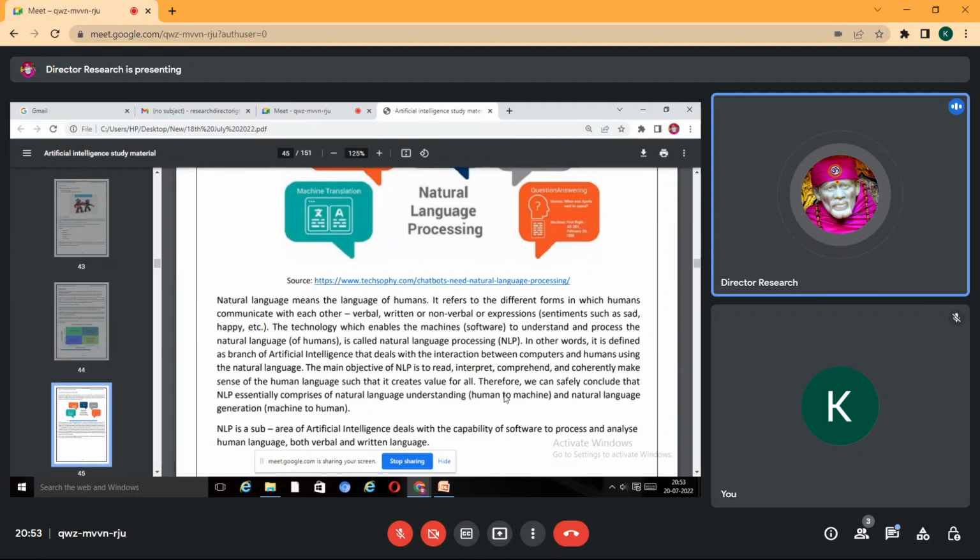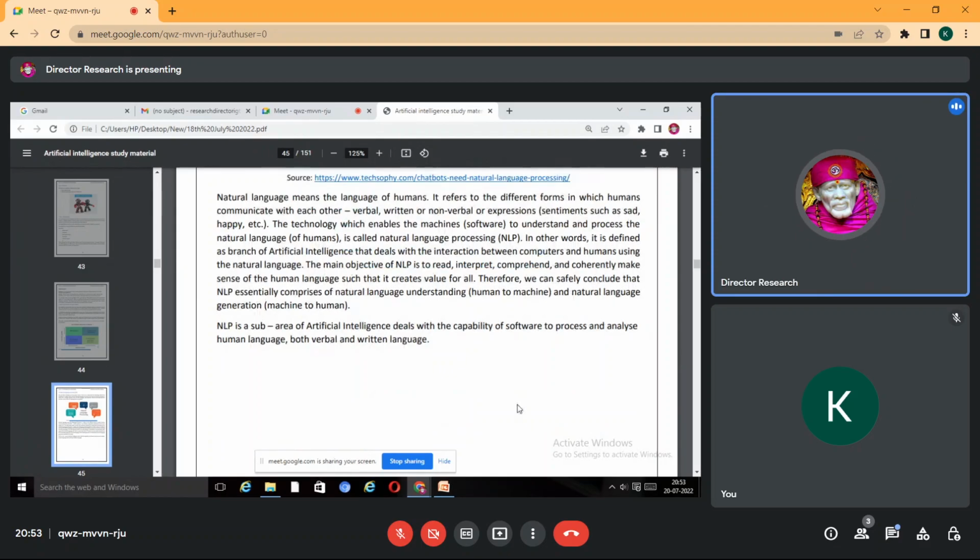The main objective of NLP is to read, interpret, comprehend, and coherently make sense of human language. It creates value for all. NLP is a sub-area of artificial intelligence that deals with the capability of software to process and analyze human language, both verbal and written.